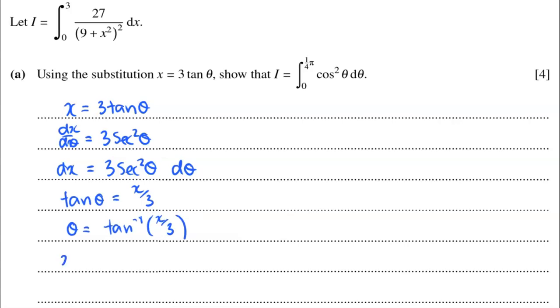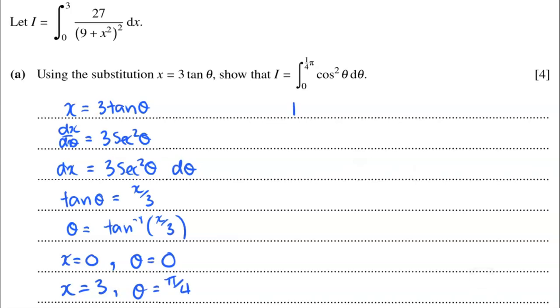When x equals 0, we put 0 into the equation and we get the inverse tan of 0. The inverse tan of 0 is 0, so θ is 0. And when x is equal to 3, we put it in and we get the inverse tan of 3/3, which is the inverse tan of 1. The inverse tan of 1 is 45 degrees, or because we're in radians, it's going to be π/4.